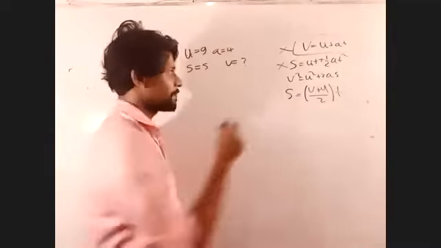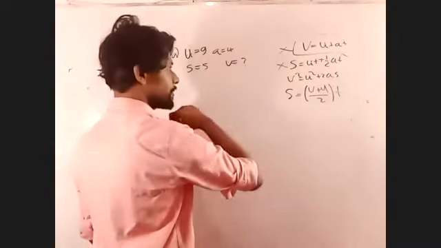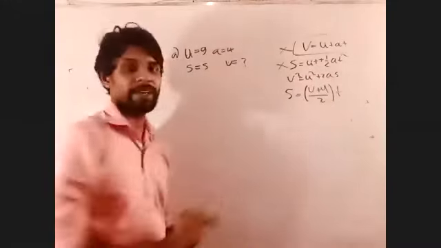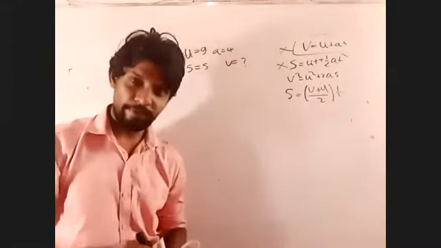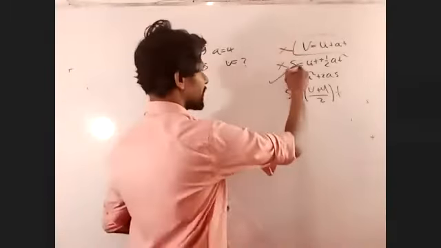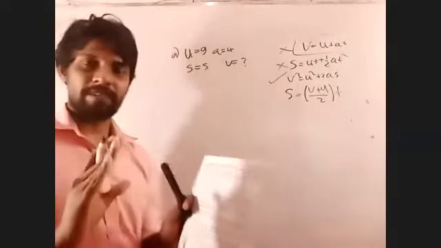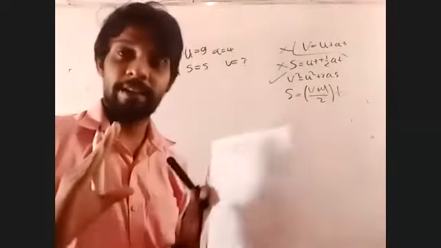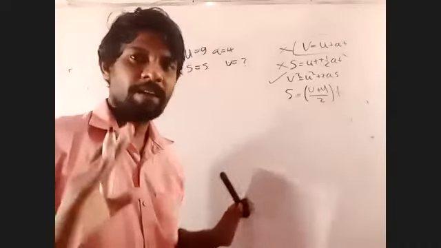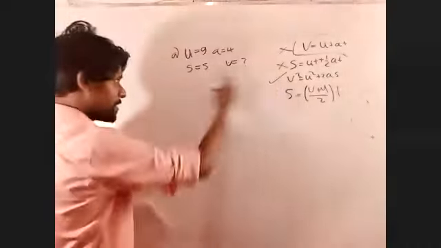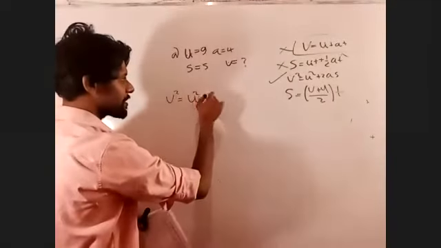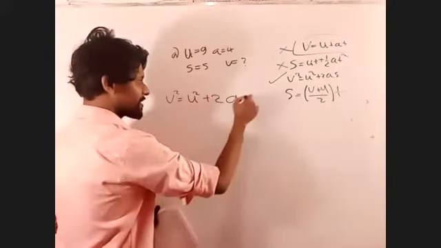In the third one, V is there. That's what you want to find. U is there. And A is there. And S is also there. So what equation can you use for this one? You found all the criteria satisfied. You have to see whether all the criteria are satisfied in the equations. Otherwise, you can't use any of them. So you just need to use the third one and write it: V square is equal to U square plus 2AS.